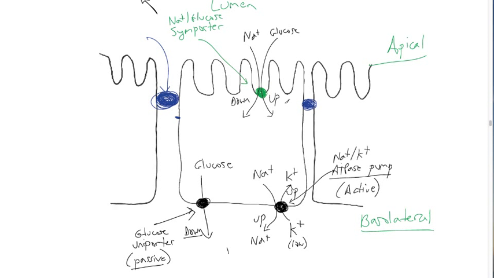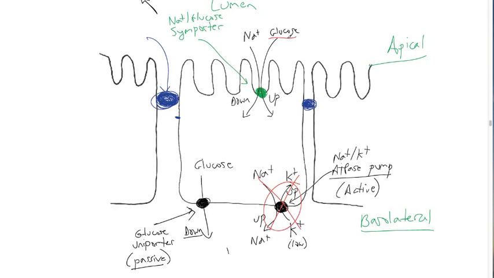Now, the last question I asked you was what would happen to the import of glucose if the sodium-potassium ATPase pump was broken? So let's go here and just show right here that this does not work anymore. This is broken. What would happen to glucose import after that effect?